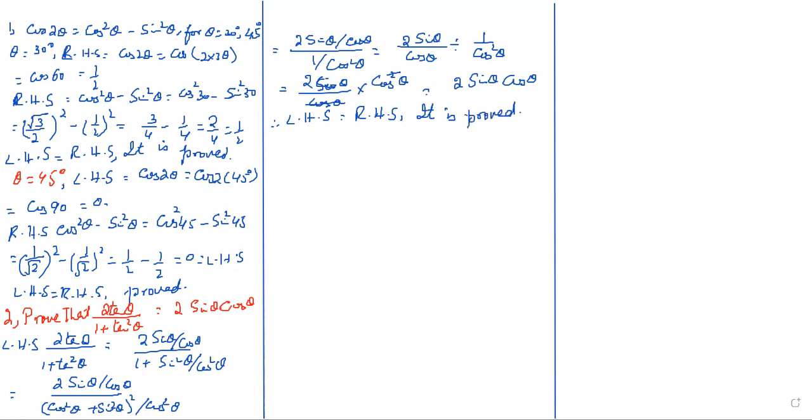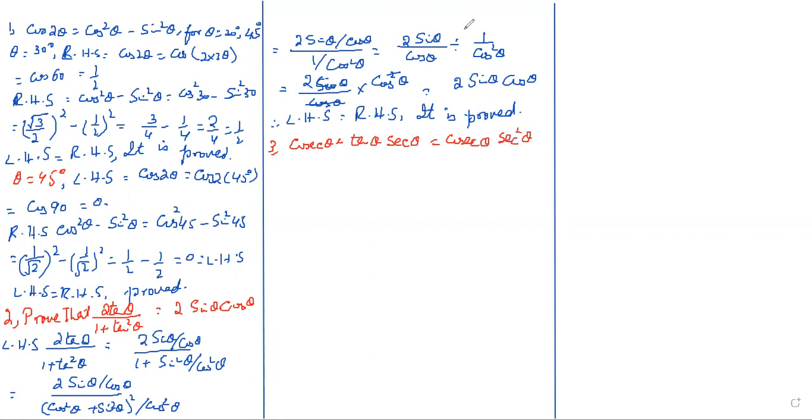Okay, so this finishes our question. Now come to the next question. Prove that cosecant theta plus tangent theta secant theta equals cosecant theta and secant theta square. Question number 3.